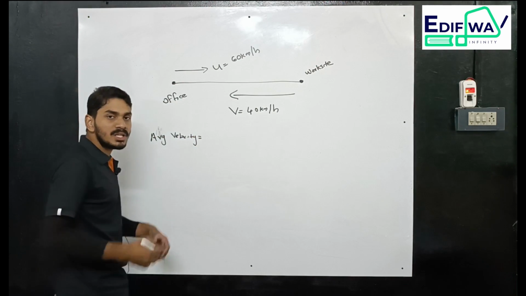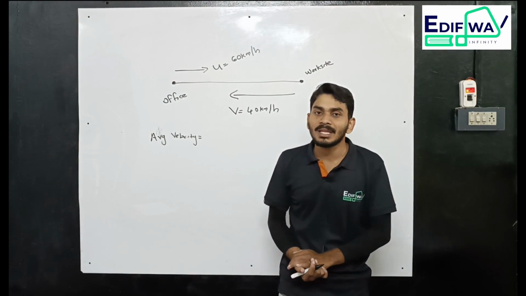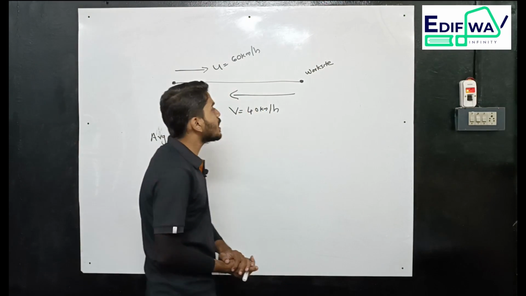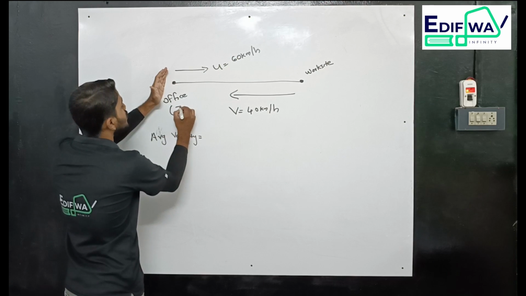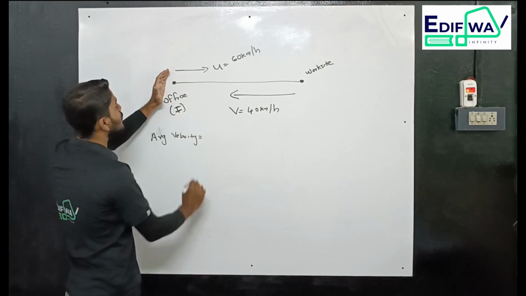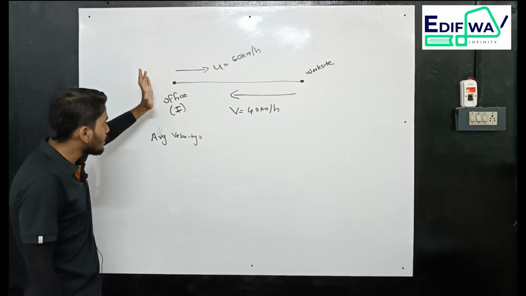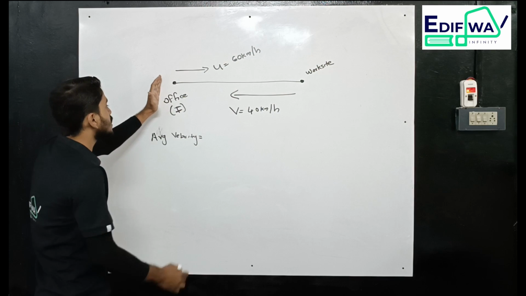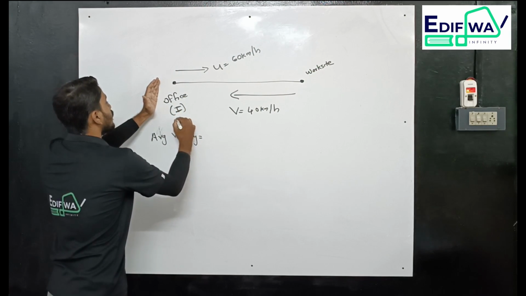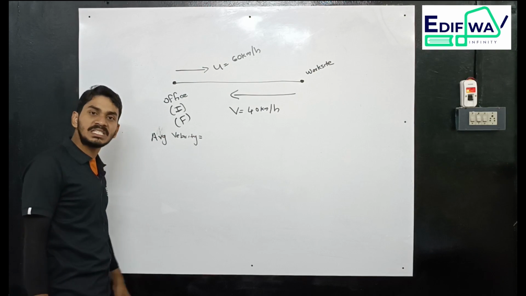We know that average velocity is basically total displacement by total time taken, right? What about the displacement in this situation? The engineer's initial position is his office. From the office he moved to the work site and returned back to the office, which means the final ending point is also the office itself.